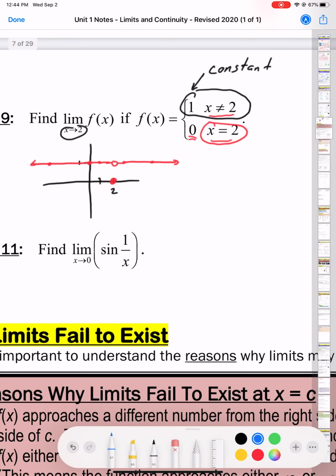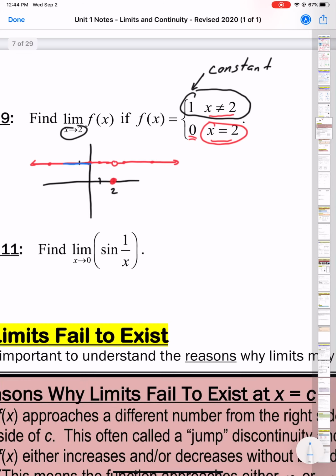So now that we have graphed it, we can talk about the limit as x approaches 2. As we trace the graph getting closer and closer to 2, what y value are we approaching? Well, it's really just staying at the same y value the entire time. So that y value is 1.